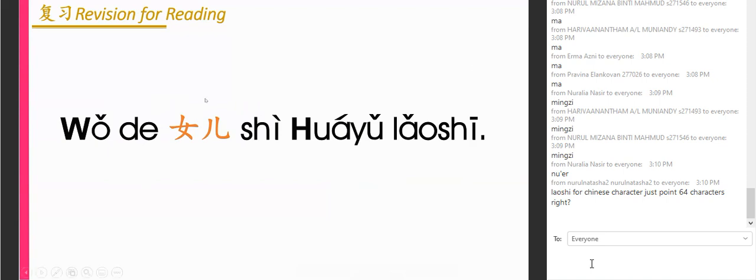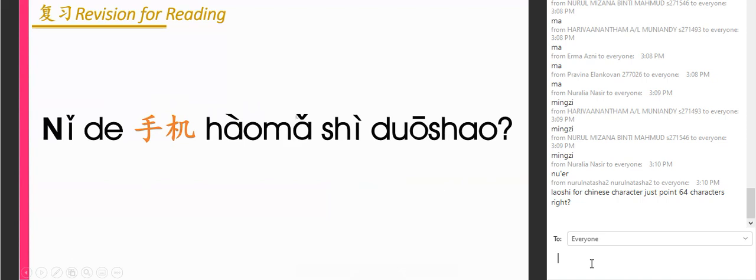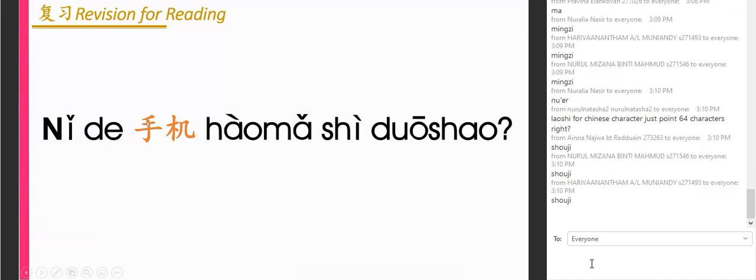Yes, the Chinese characters refer to the 64. All the characters from your reading test come from the 64. Okay, so the question bank is your 64. Then this one. Which character is this? You have 1, 2, 3, 4, 5. You have 5 fingers here. Very good. It's 手机, right? 手机. So we read 你的手机号码是多少?